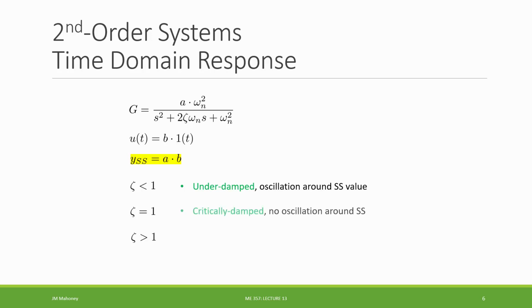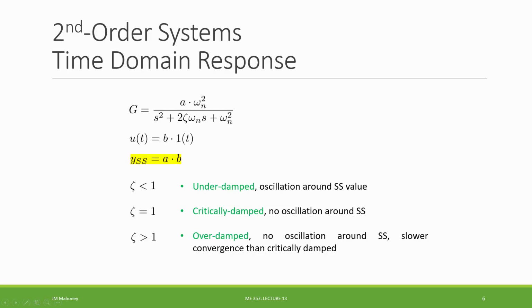If we get zeta equal to 1, we have a critically damped system. We will not see oscillations around that steady state value. And going back to our time domain solution, this is going to give us repeated roots of lambda. Or we could have a zeta greater than 1, which would be an overdamped system. And again, we would have a lambda here, which would be real but unique roots.